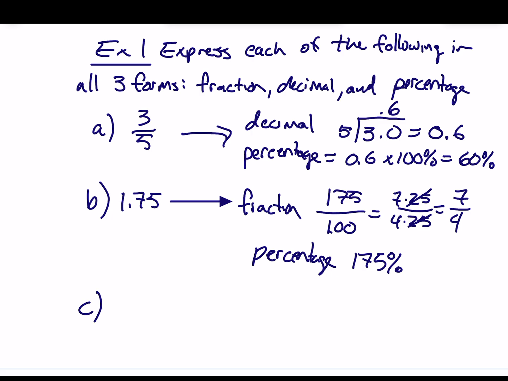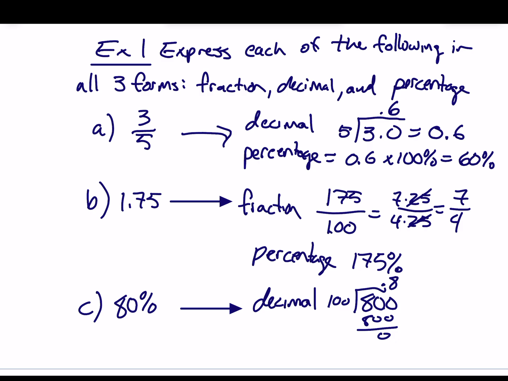Okay, one more. 80%. As a decimal, 80% is the same as 80 divided by 100. 100 won't go into 80, so we can add a decimal and add a 0. And 100 will go into 800 8 times, which gives us a remainder of 0. So our decimal is 0.8.